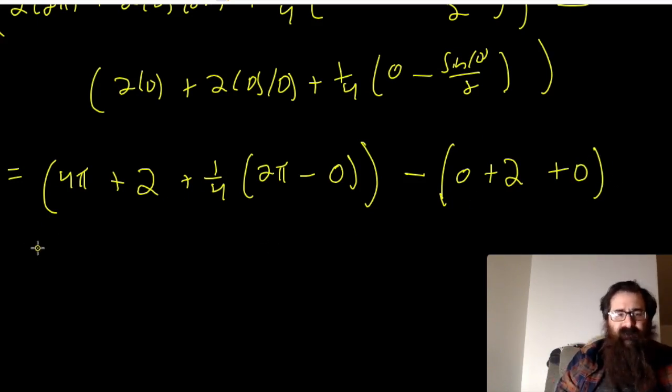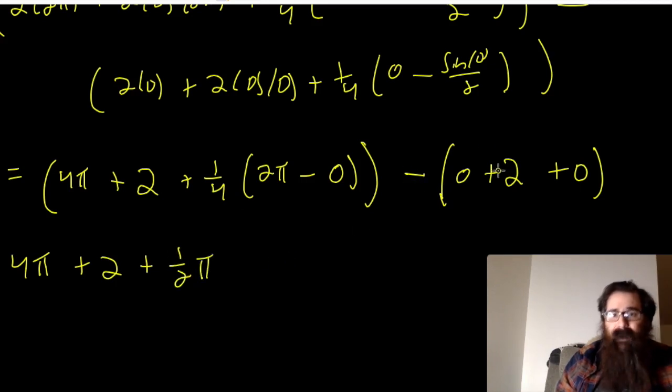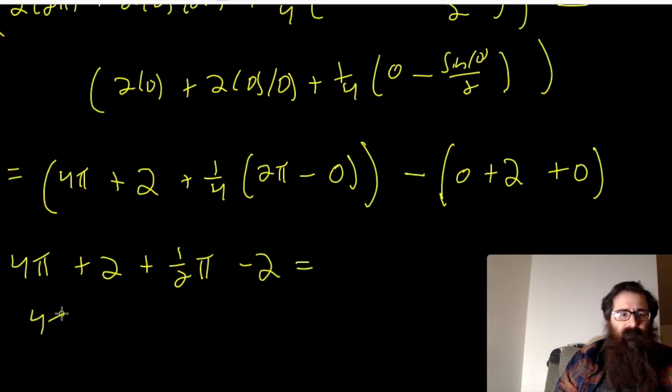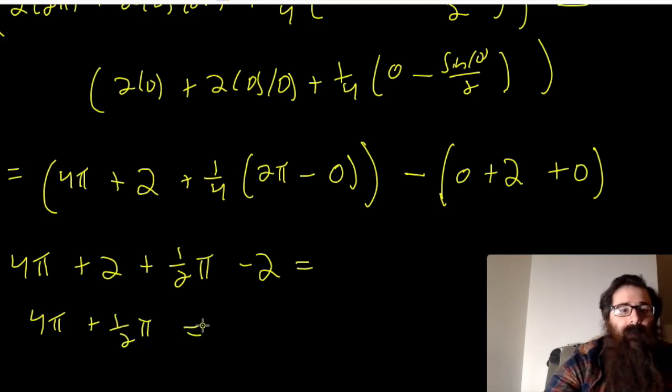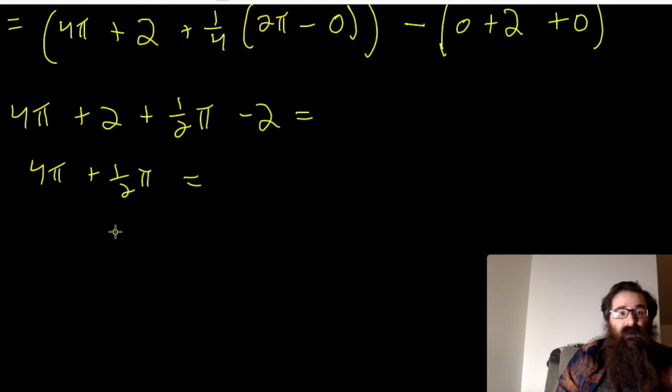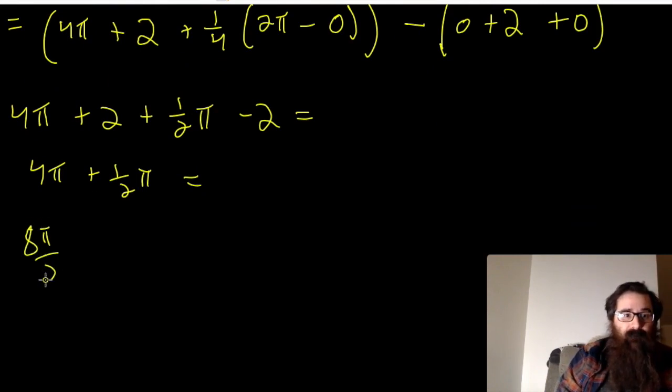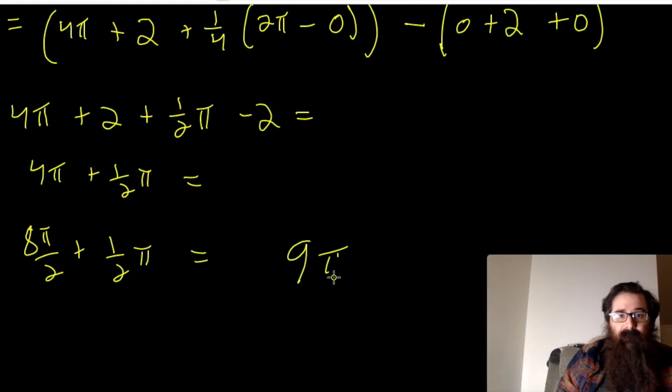And let's start unraveling, see what we got. So I have 4 pi plus 2, plus here 2 pi divided by 4 is 1/2 pi. And then I have minus 2. Well, the 2 minus 2 is going to cancel. So I'm left with 4 pi plus 1/2 pi. Get a common denominator, right? That's what we're here for. 4 pi is 8 pi over 2 plus 1/2 pi, and that's going to give me 9 pi over 2.